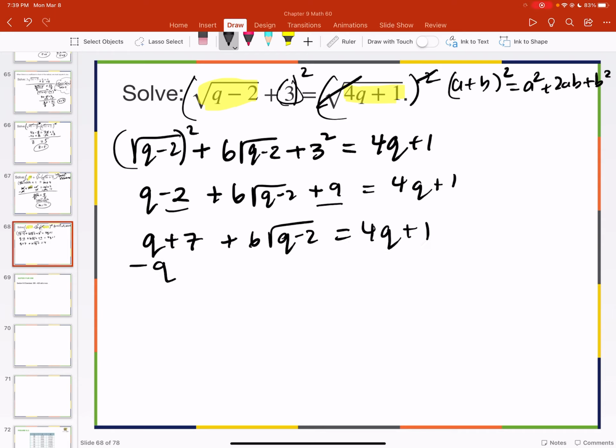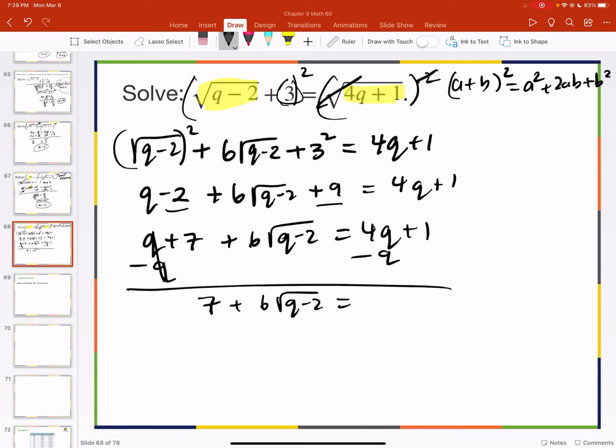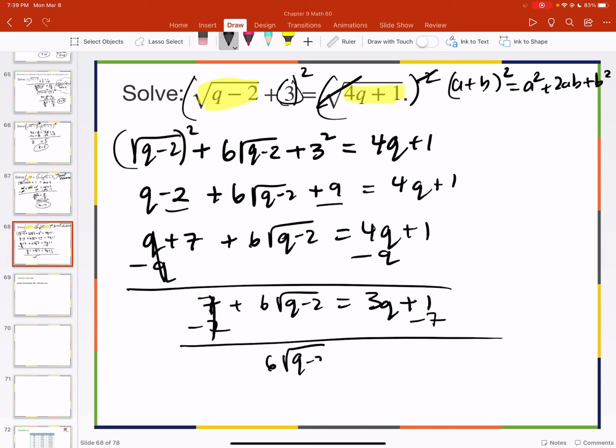So we need to move all the q's over. We need to isolate the radical again. Okay, so we get 7 plus 6 square root of q minus 2 is equal to 3q plus 1. So then minus 7 minus 7. And we get 6 square root of q minus 2 is equal to 3q minus 6. So then, let's just square both sides here.